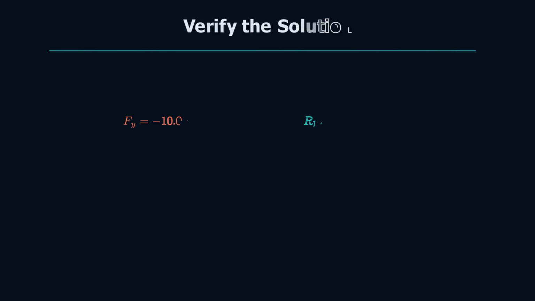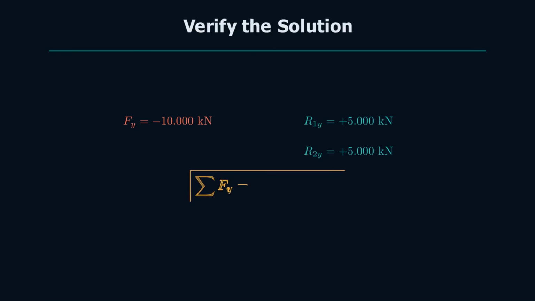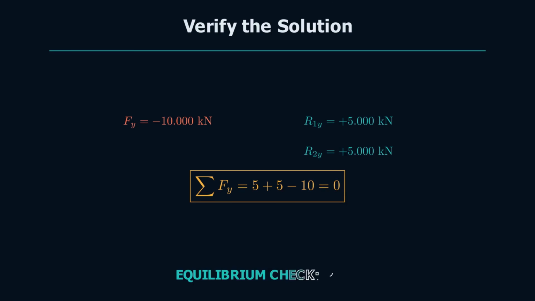We should never accept a numerical FEA result without a basic verification. The 2 upward reactions sum to 10 kilonewtons, exactly balancing the applied 10 kilonewton downward load.